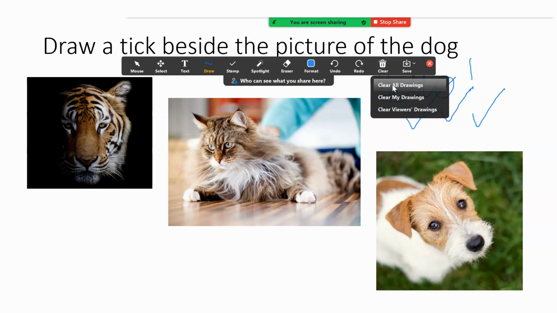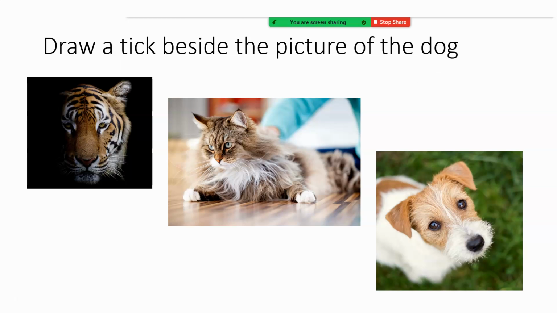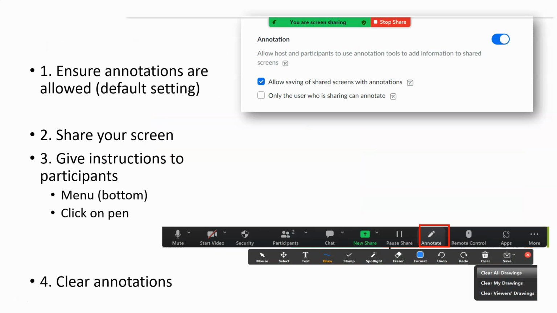If I would like to save the annotations, I can also save them. But now I'm just going to clear them. So I'm going to click on this and you can see that they disappear. And I'm going to close this menu. This will then allow me to move on to my next slide.